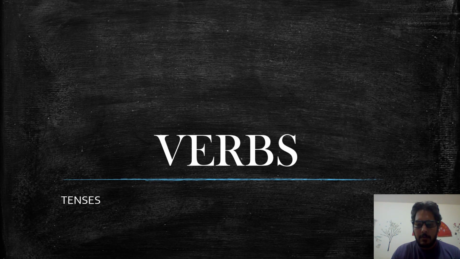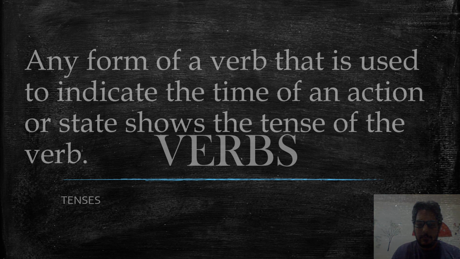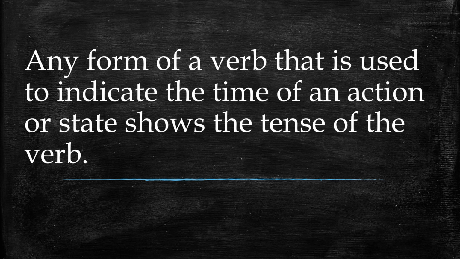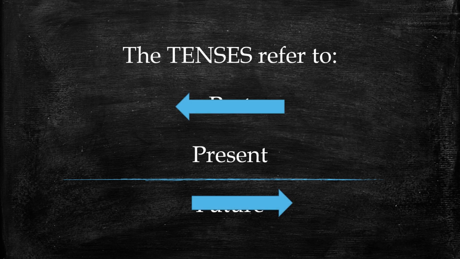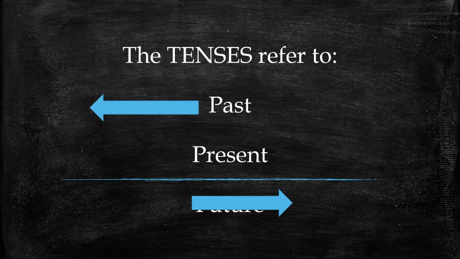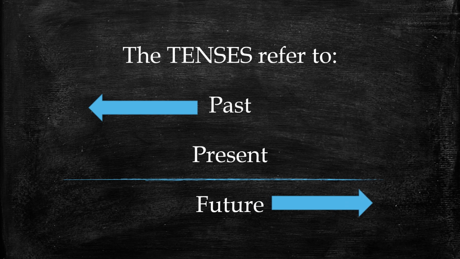Hello everyone. Today we'll be discussing the chapter verbs, tenses. Any form of a verb that is used to indicate the time of an action or state shows the tense of the verb. The tenses refer to past, present, and the future.